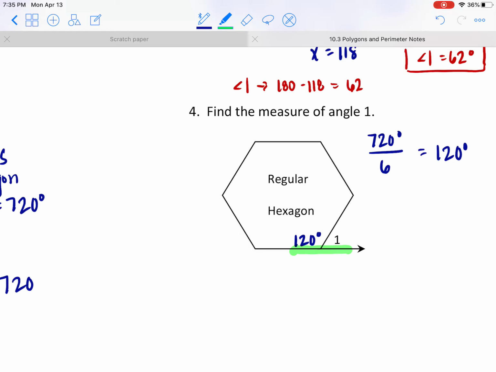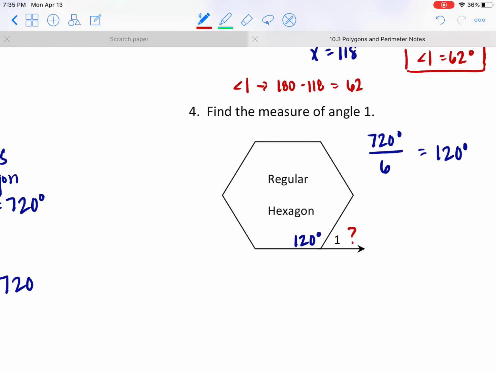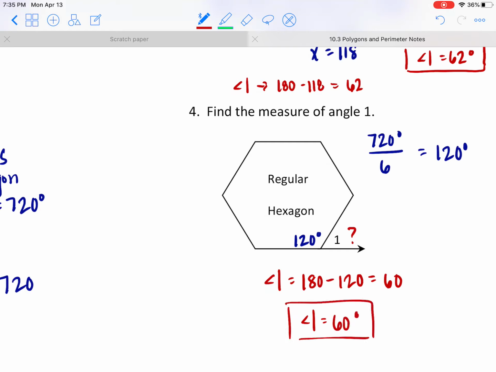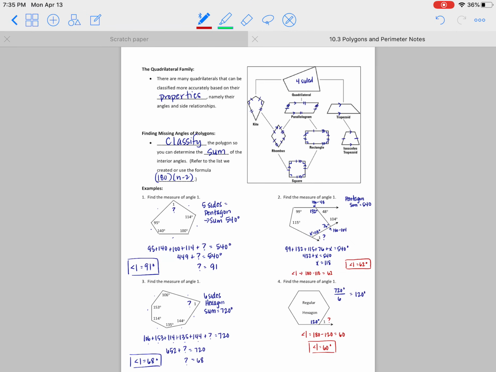So all we have to do is subtract from 180. Angle 1 here has to be 180 minus the 120, which makes it 60. So angle 1 is 60 degrees. Okay, so hopefully you're feeling like those are pretty manageable.